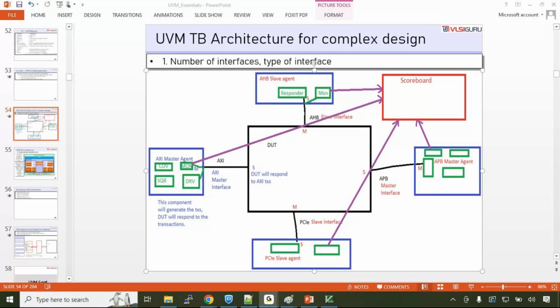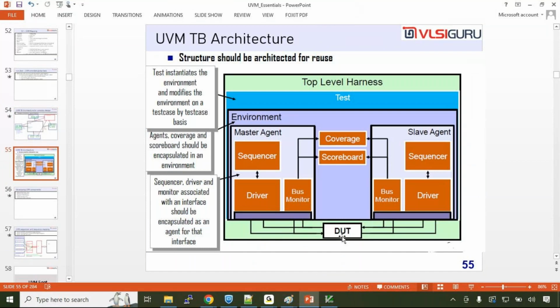Now, if we consider a design with two interfaces, this design has how many interfaces? Two. One is here, one is here. Two interfaces. One has master interface, so I use master agent. One is slave interface, I use slave agent. Both the agents and the coverage and scoreboard will go into environment. Environment goes into test. Test goes into root, and root goes into top module. This is how typically we develop the test bench architecture.